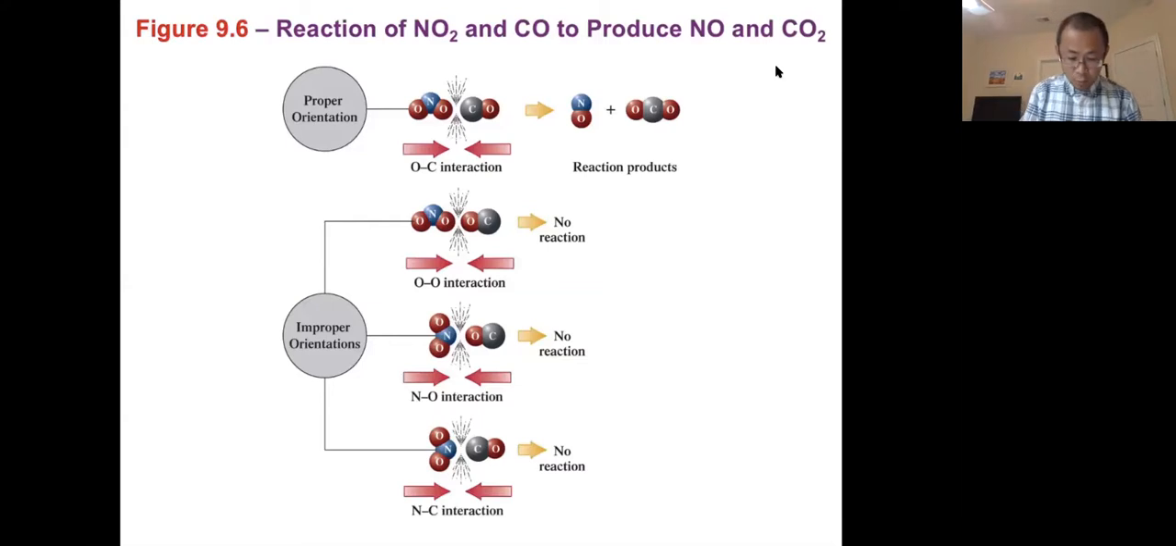You can see that when these two molecules collide like this, between the O and the C, there's a reaction. But if they collide between O and O, or N and O, or N and C, no reaction, because the reaction happened between the collision of O and C. So this picture shows you that in order for a reaction to happen, the collision orientation must be correct, even though you have sufficient energy. Does it make sense, guys?